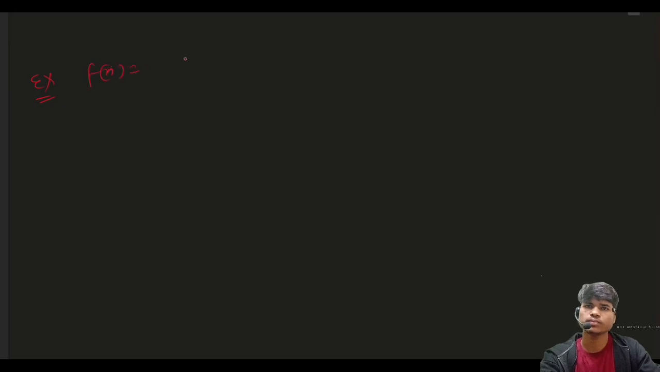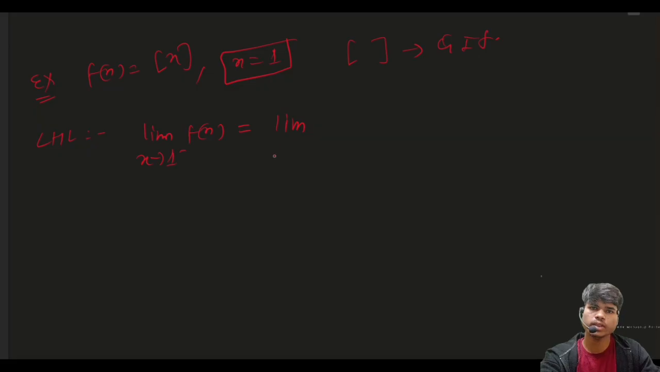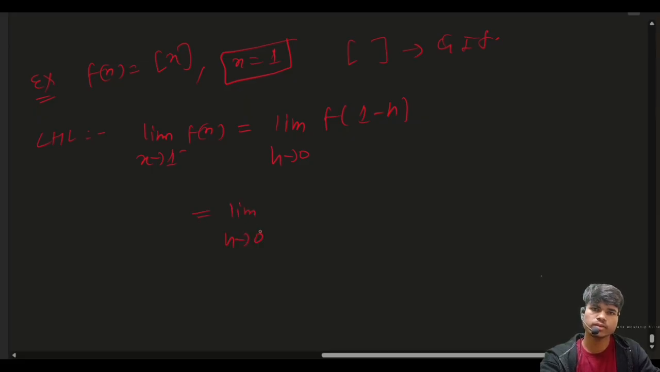Let's take another example. f of x equals to box x. We have to find the limit of this function at x equals to 1, where box is the greatest integer function. So we have left hand limit x tends to 1 negative f of x. We can write this like limit h tends to 0 f of 1 minus h. So we have limit h tends to 0 box 1 minus h.